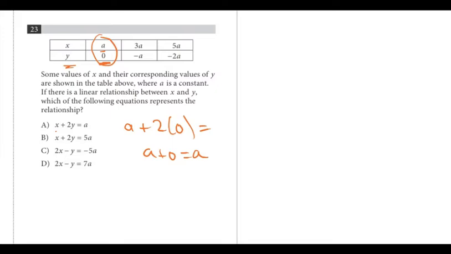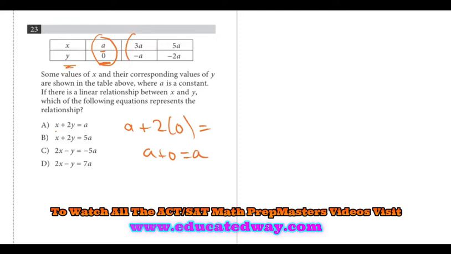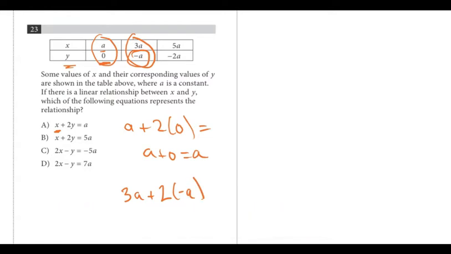So let's check and see if the next one works for a, since the first one worked for a. We have 3a and negative a. So if x were 3a, we'd have 3a, right? 3a plus 2 times the y value of negative a. So we're just checking answer choice A here, see if it works. We get 3a minus 2a, and we know that equals a.